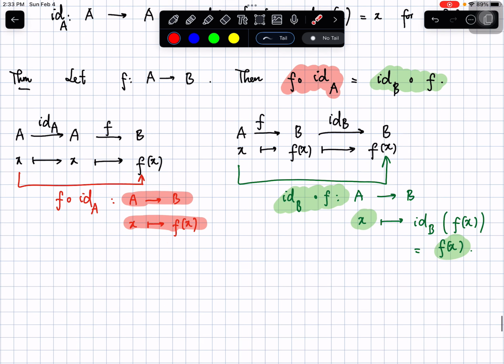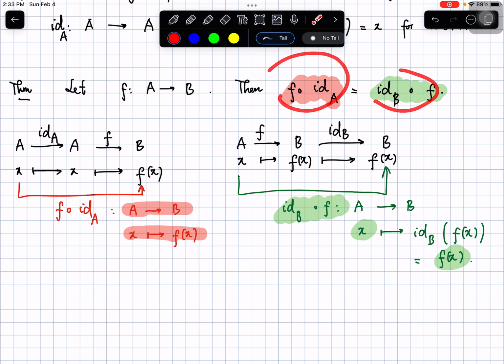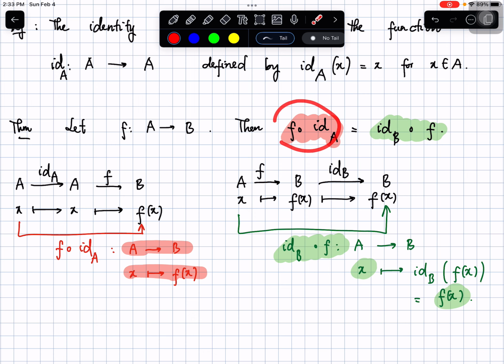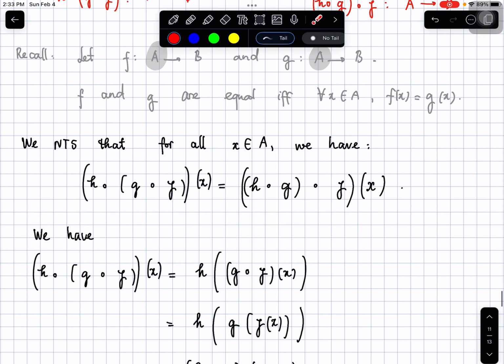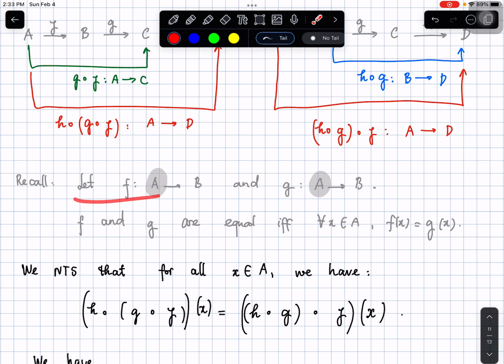Remember, we need to prove two functions are equal, right? There was a theorem telling us two functions are equal if and only if the values at any point x are the same. Let me show you the theorem here. Let f be a function from A to B, and g a function from A to B. f and g are equal if and only if for all x in A, f of x equals g of x. We will use this theorem.